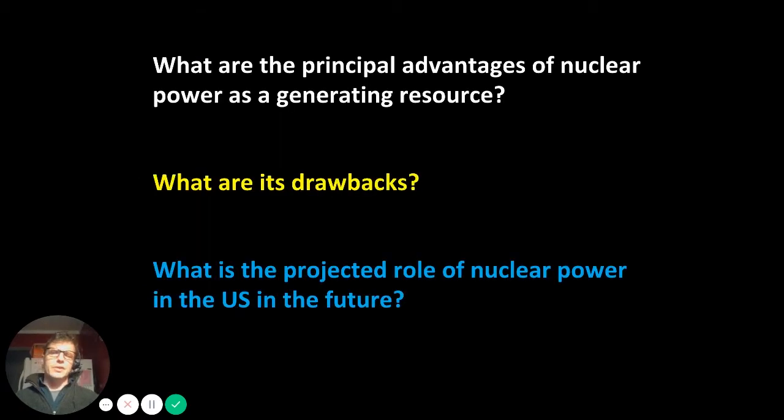So the three quasi-final exam questions for today are: what are the principal advantages of nuclear power as a generating resource? What are its drawbacks? And what is the projected role of nuclear power in the US in the future?